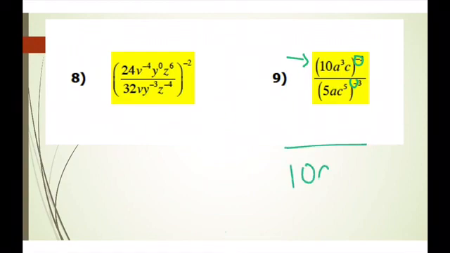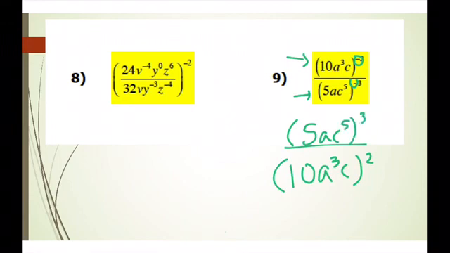So I'm going to have to put 10a to the 3rd c on the bottom, and it's to the 2nd power. And then the 5, that part is going to come up to the top, and that's to the 3rd power. Okay, now I can deal with it piece by piece. Again, I can't cancel the 5 and the 10 because they're different parentheses. So on the top, I've got 5 to the 3rd power, which is 125, but I'm going to leave it like that because I'm going to be able to cancel something in just a second.